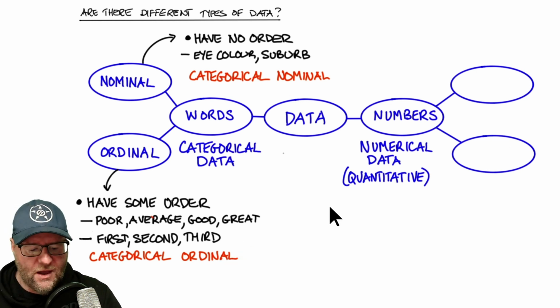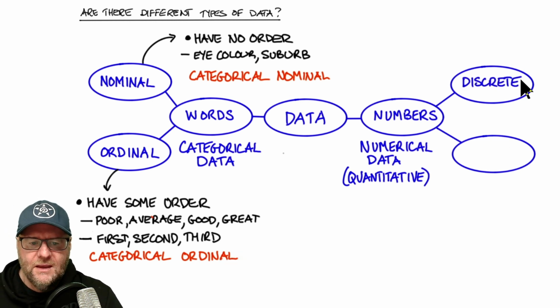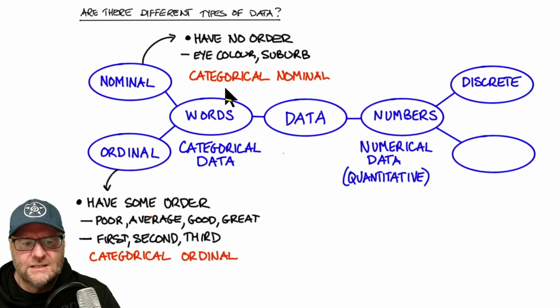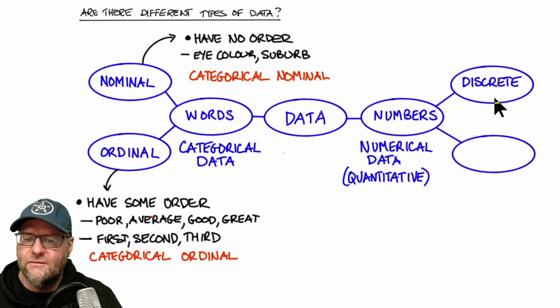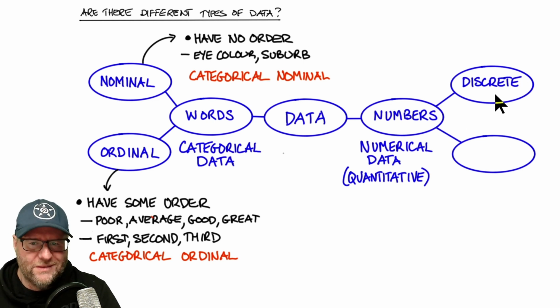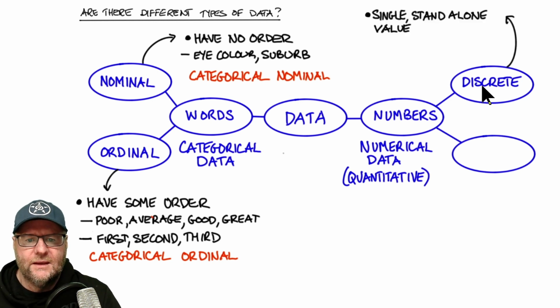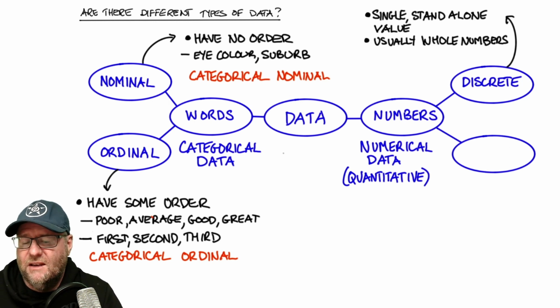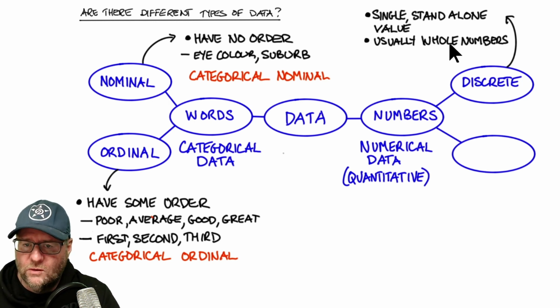All right, let's have a look over at the numbers. They kind of reflect the same ideas. Over here we've got words that have no order. We can have numbers that have no real order. They're just individual numbers, and we call them discrete. They're like single standalone values. They're not part of a scale. They're just a number, usually whole numbers.